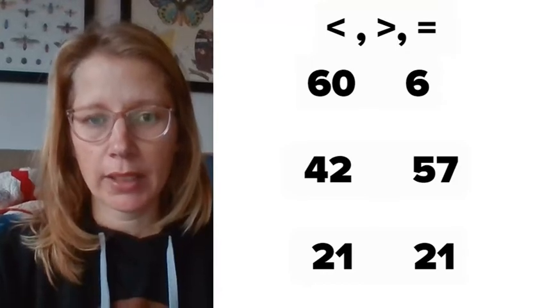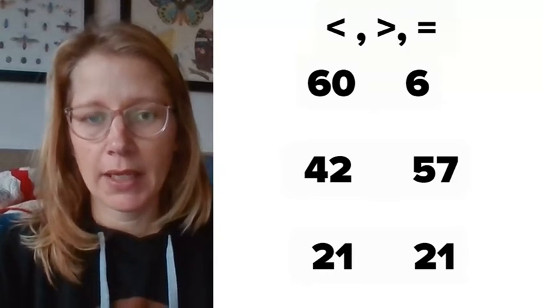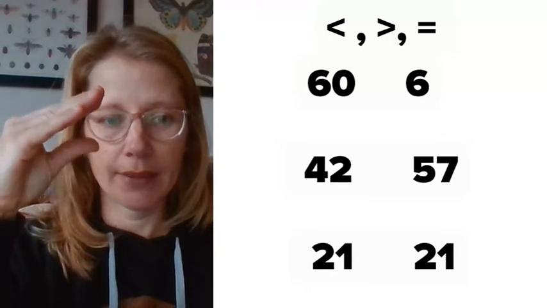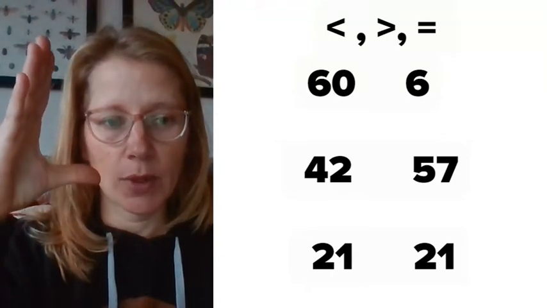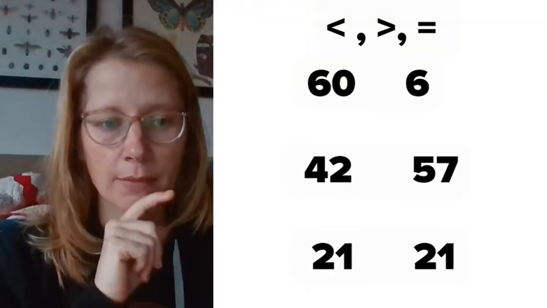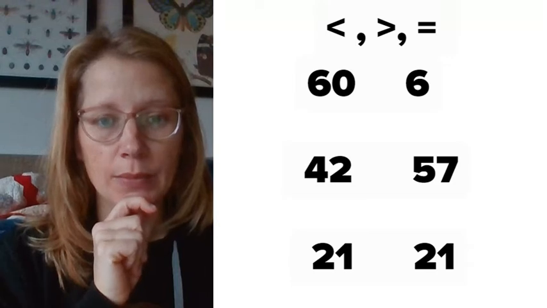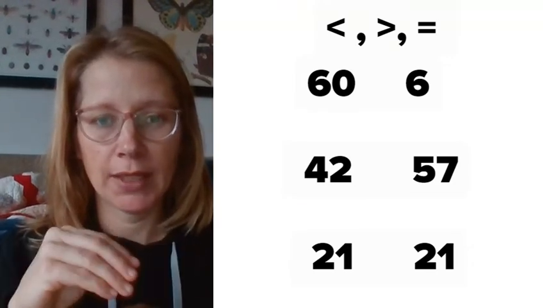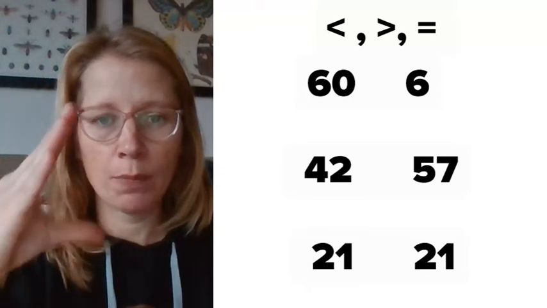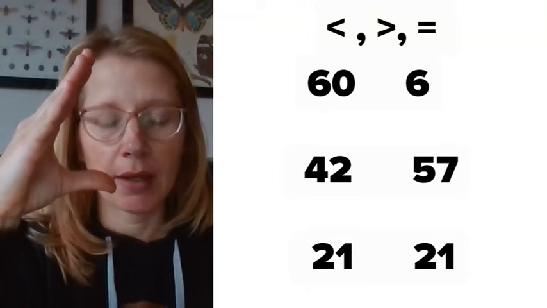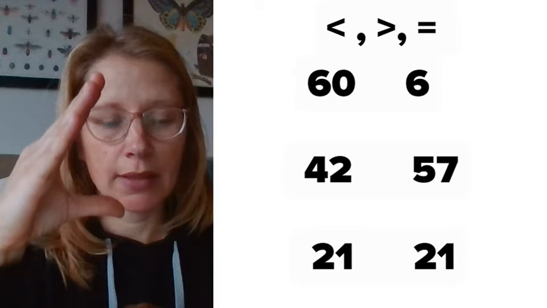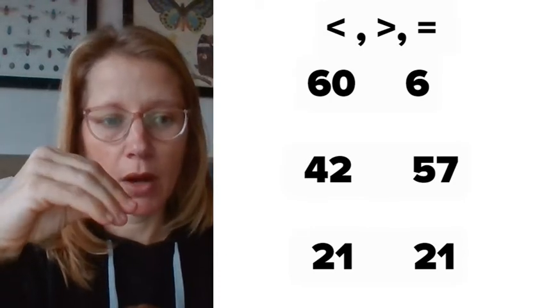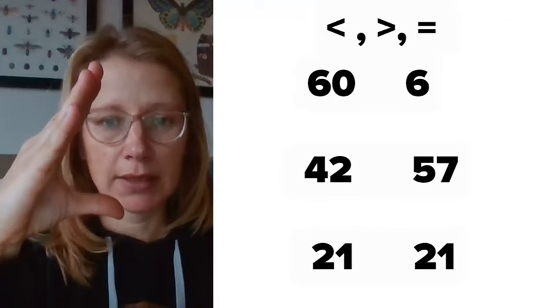So if you will look at my symbols at the top, I have two symbols that look kind of like a mouth, and if you watched the video for today, you can see that it's sometimes compared to an alligator mouth. So if you will think of a big mouth opening, and the mouth is going to always eat the biggest number. So it will always open to the biggest number.